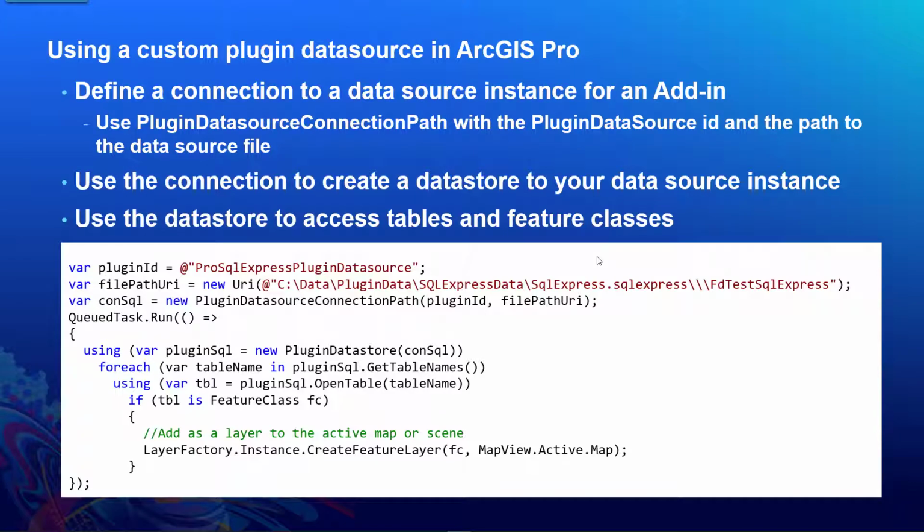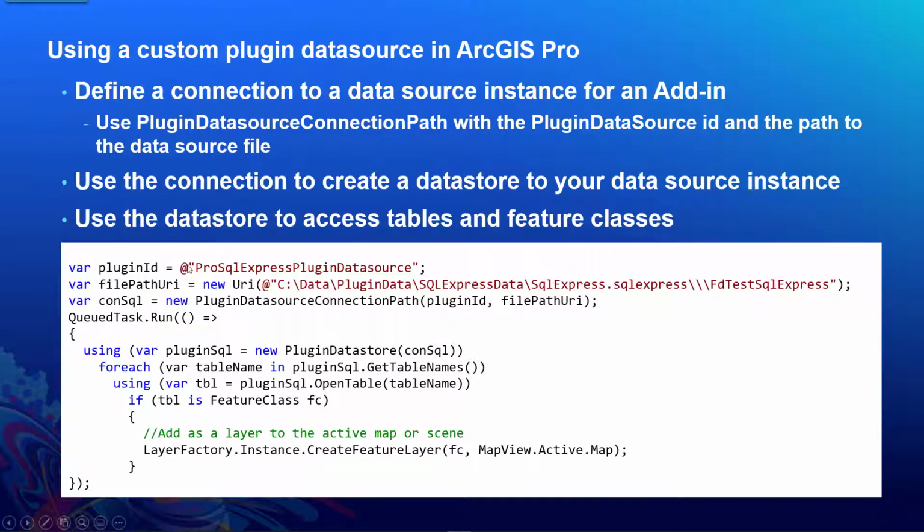Okay, so what does that look like in code? Again, we define a connection to a data source instance for an add-in. I use my plugin data source connection path with a plugin data source ID and the path to the data source file. And then I use the connection to create the data store to my data source instance, and then the data store to access tables and feature classes, what we just showed in the previous slide.